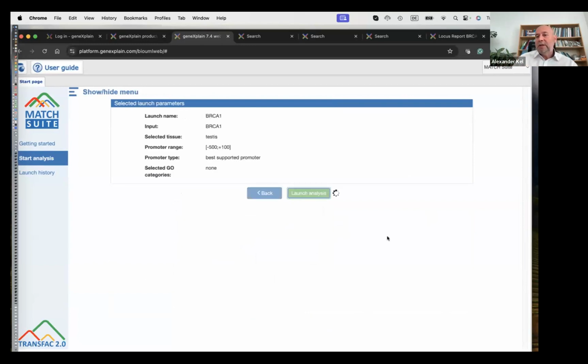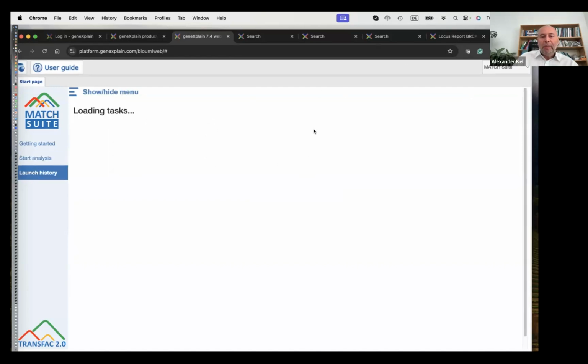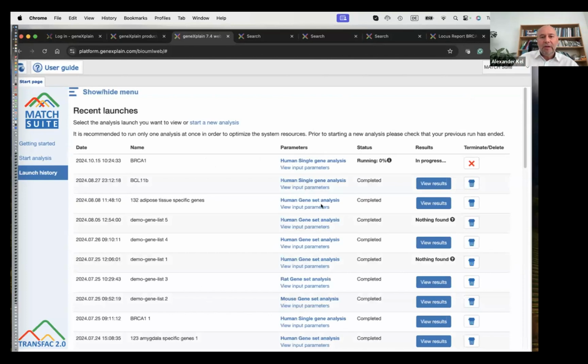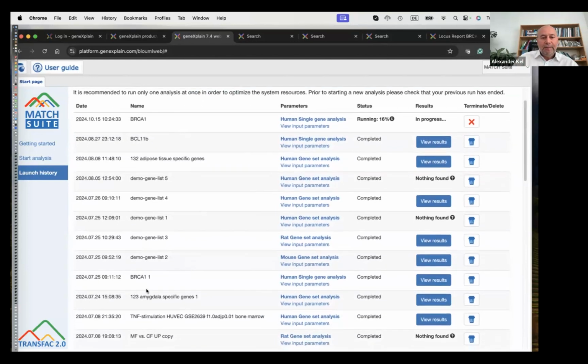And then you launch your analysis. So that's one step. And then you simply wait for the results. So we will have a look at the result section to see what we can get there. Okay, so it's preparing now the list of answers. You see this BRCA1 is running now. It's in progress. But we can have a look at what I have done before.